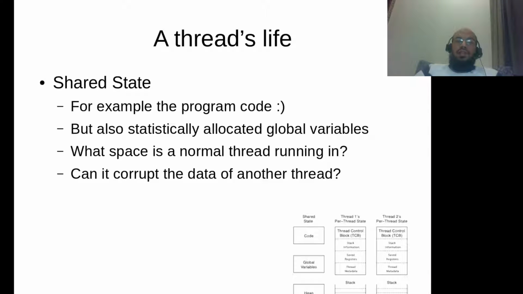Now, what space is a normal thread running in? It's usually running in the user space. There are kernel threads that we'll talk about in more detail. The question is also if a thread can corrupt the data of another thread, and again, this is highly dependent on how you implement things. So if you have multiple threads having shared state, then you need some locking mechanism on that. We'll talk about that in the next lecture, actually, synchronization mechanisms. But also, you are not supposed to be able to touch other threads that do not share state with you. Their memory, for example, you're not supposed to touch their data.